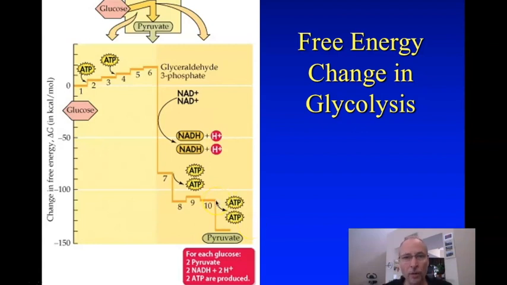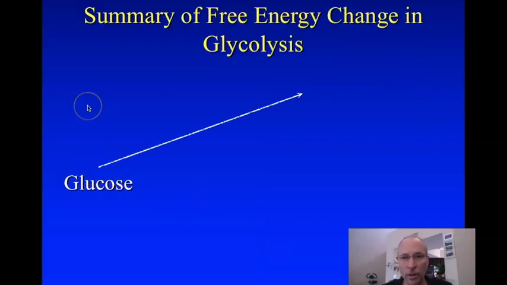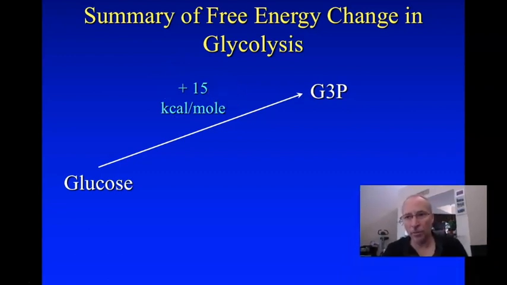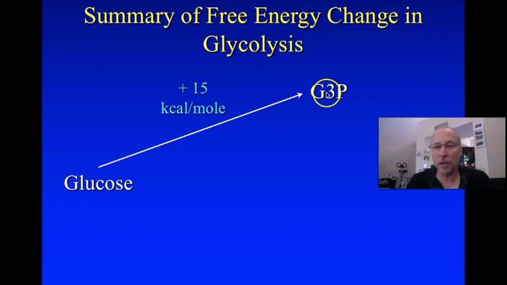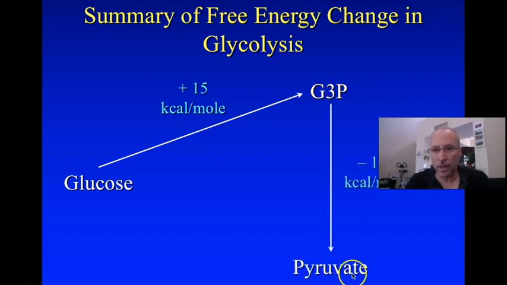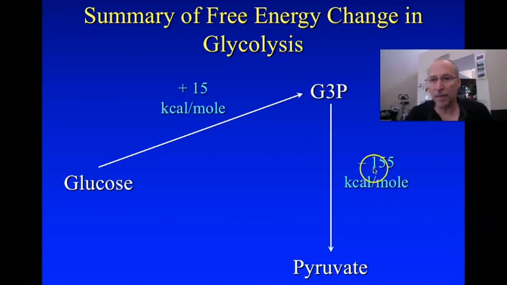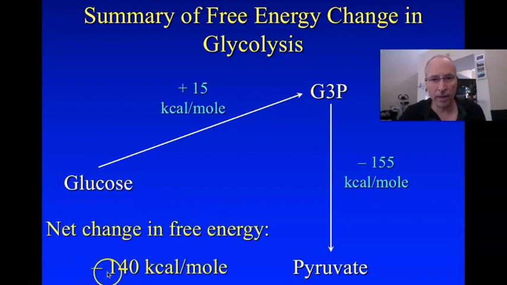So the total amount of change is this. We start with glucose, and we end up with 2 G3Ps. The delta G for that is positive 15 kilocalories per mole. But then we take those G3Ps and oxidize them into 2 pyruvates, and that reaction has a delta G of minus 155 kilocalories per mole. Remember what we saw before. Biochemistry is seen by physics as simply the sum of all the delta Gs. And so the delta G of glucose to pyruvate is going to be minus 140 kilocalories per mole, because that's minus 155 plus 15. Therefore, this is an exergonic reaction.